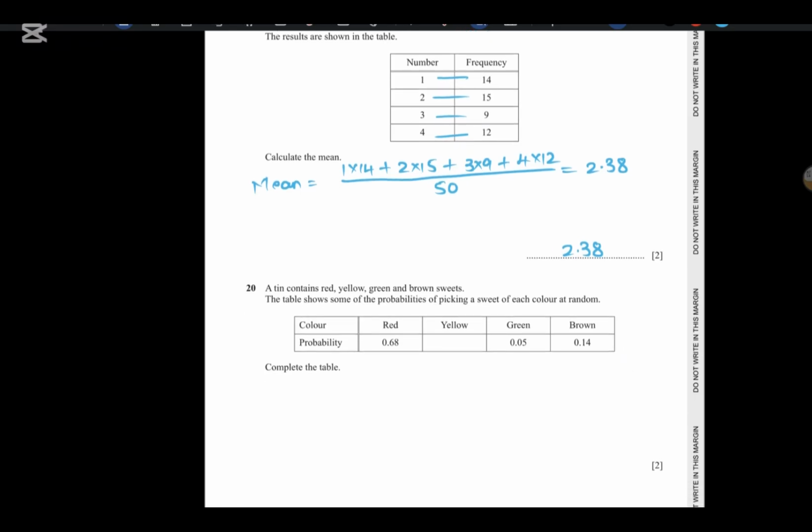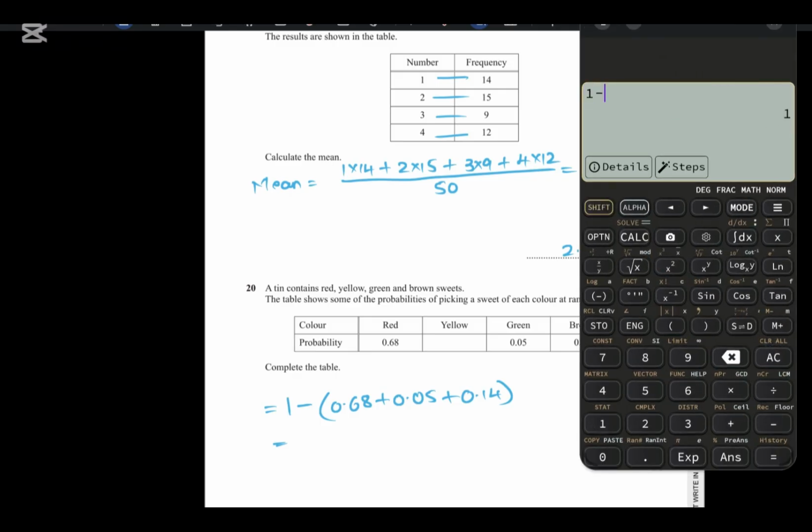A tin contains red, yellow, green and brown sweets. 4 types of colors of sweets are there. The table shows some of the probabilities of picking a sweet of each color at random. So red color probability, green and brown is given. Complete the table. That means we need to find this yellow. So to find the missing probability, nothing very difficult, it is very easy. 1 minus the sum of all these probabilities we need to do. Find out.